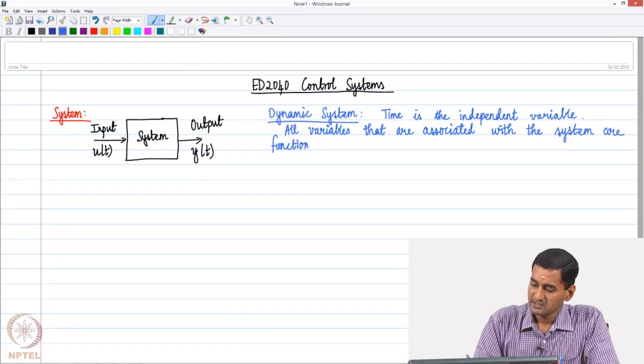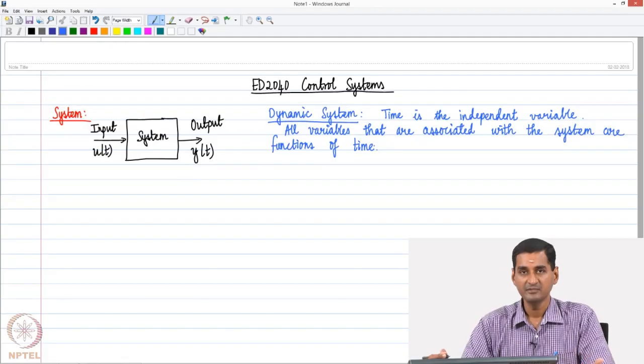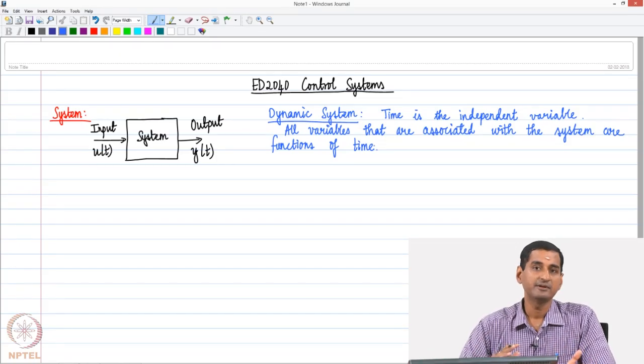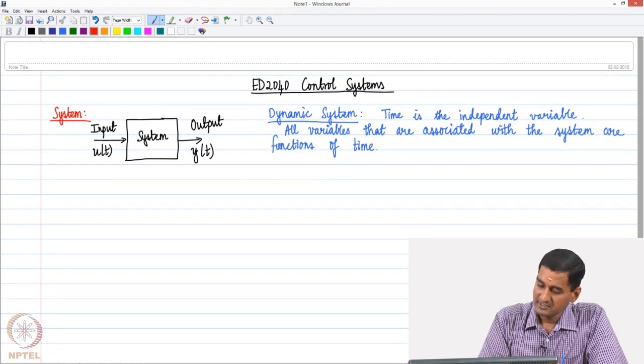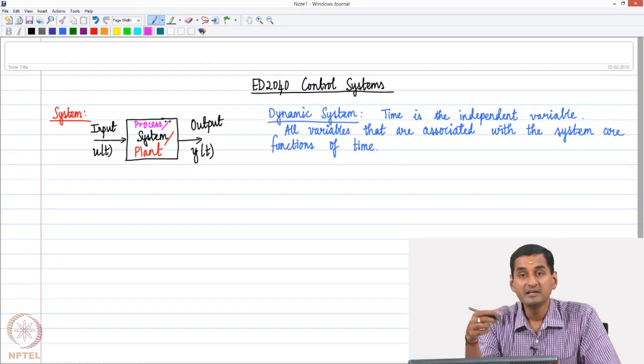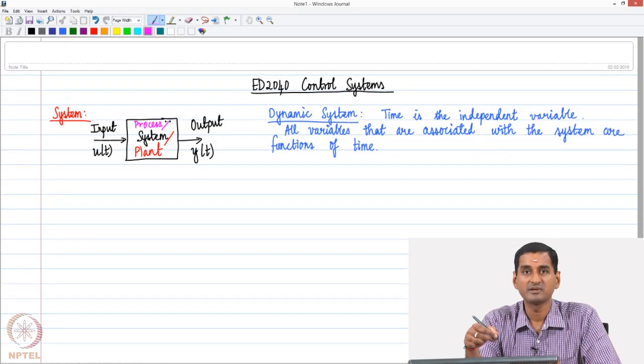So we are going to deal with the so-called dynamic systems, where variables change with time, and a system or a process or a plant is essentially an entity that is given an input and produces an output. That's the visualization we would have for the system. There are alternative terms for the system. Some would call the system a plant. If you go to chemical engineering, for example, they would be dealing with processes, and a process is also visualized as an entity to which we give an input and we get an output. So there are various terms that are typically used.